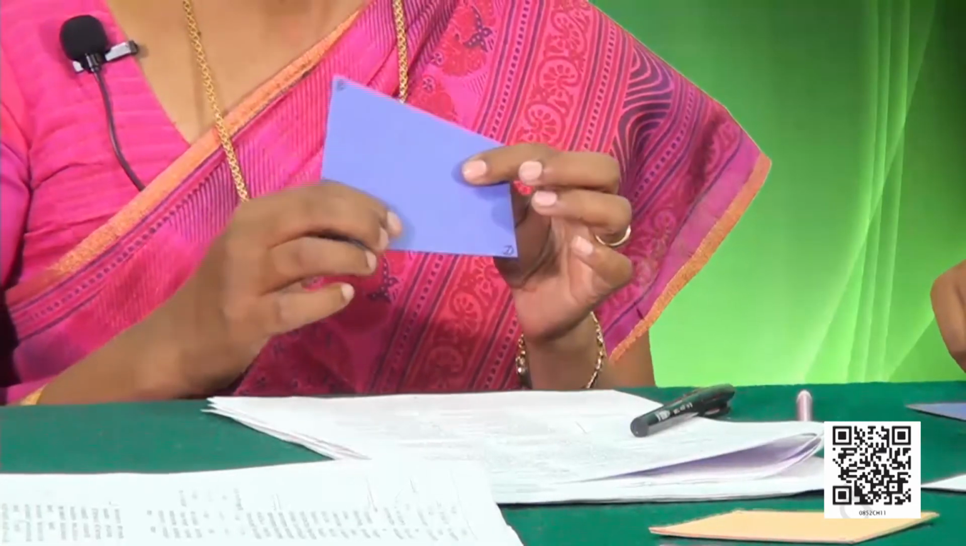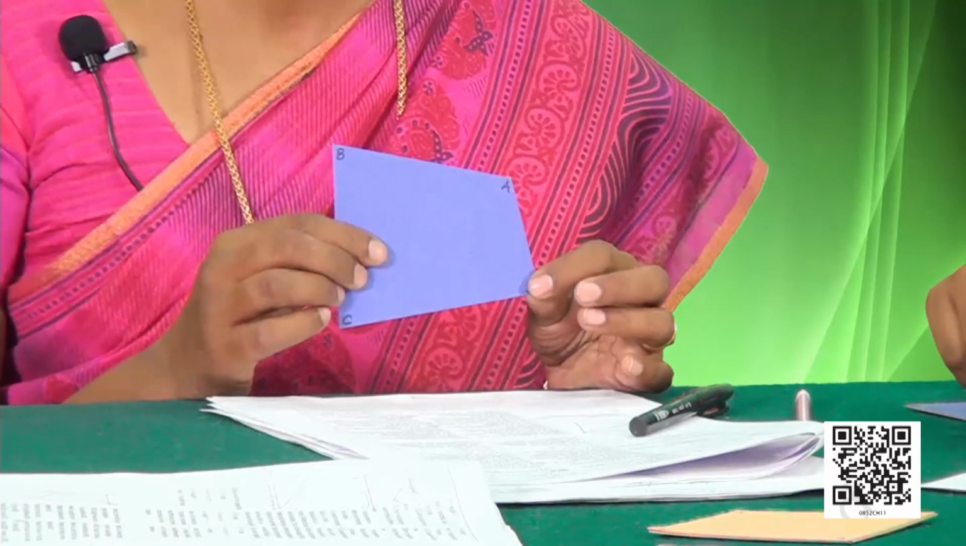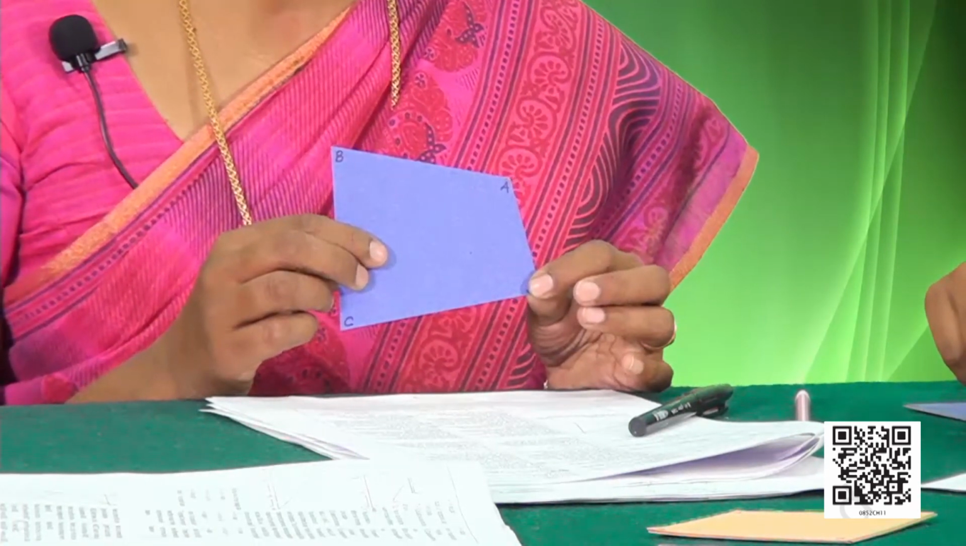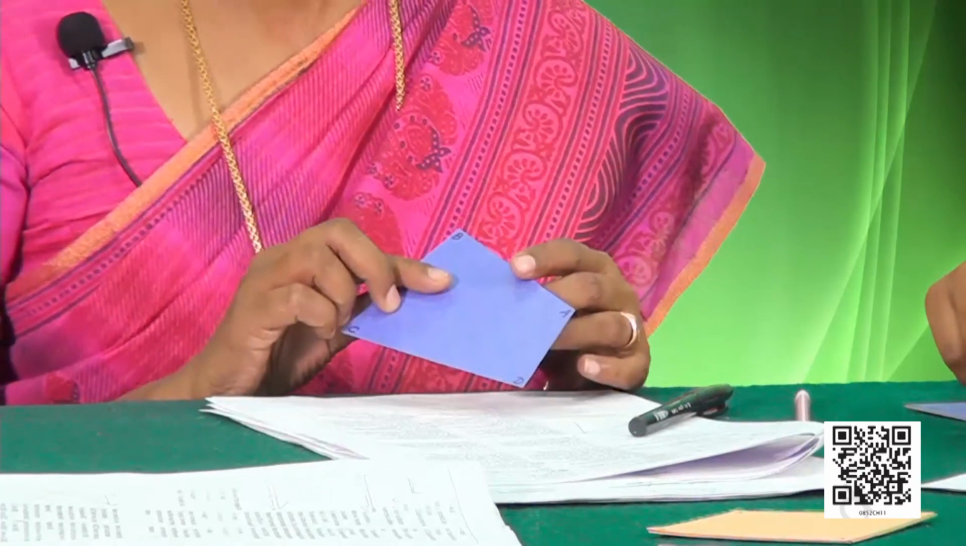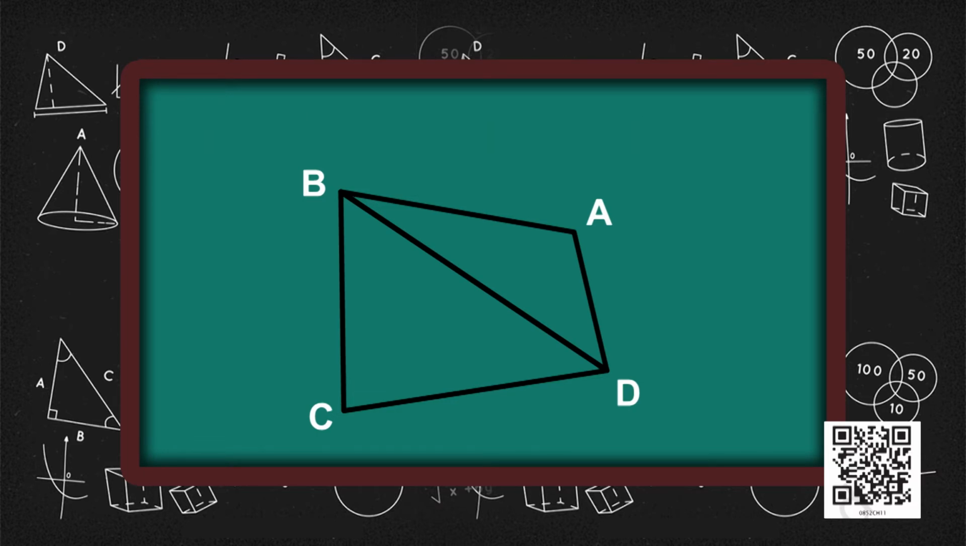Now, let us extend this to a general quadrilateral. Yes, now we have a quadrilateral ABCD. We can divide this quadrilateral ABCD into two triangles by drawing a diagonal. Now, can you tell me how we can find out the area of this quadrilateral? Yes, ma'am. Area of quadrilateral ABCD is equal to area of triangle ABD plus area of triangle BCD.